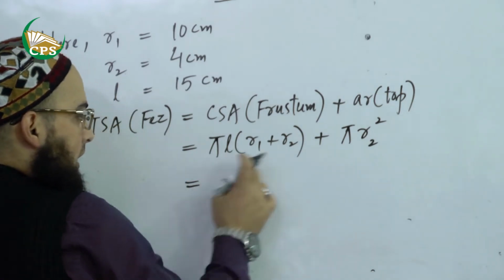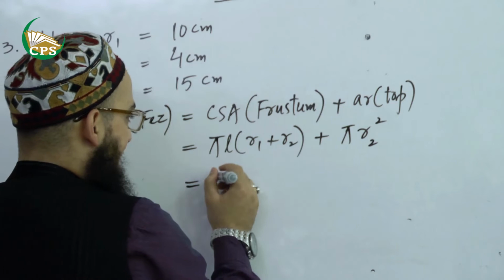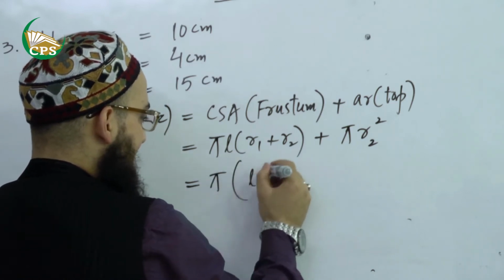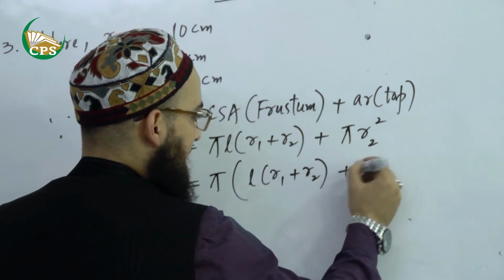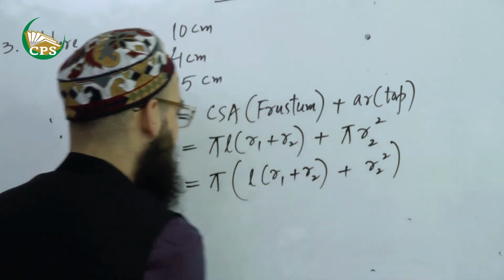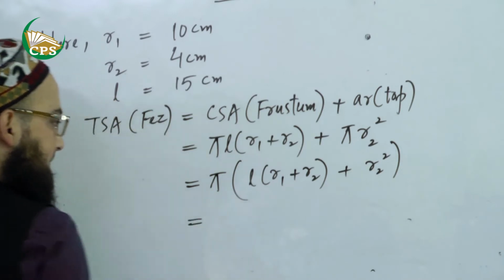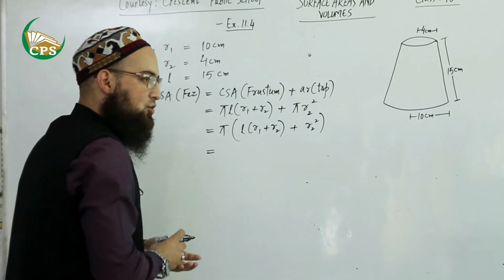Now, you can take pi out. What is left? L times (R1 plus R2) plus R2 square. Now put the values in. You can take pi as 22 by 7.